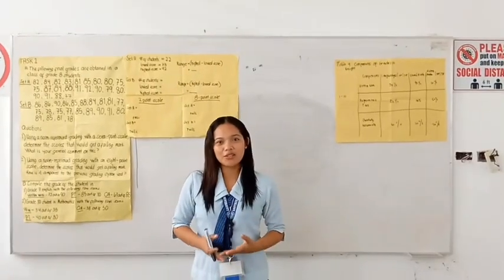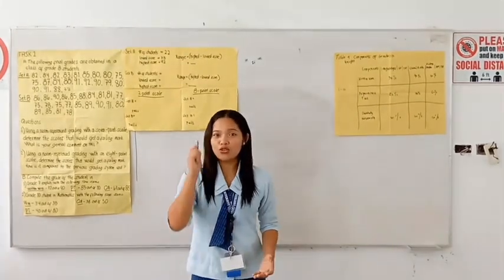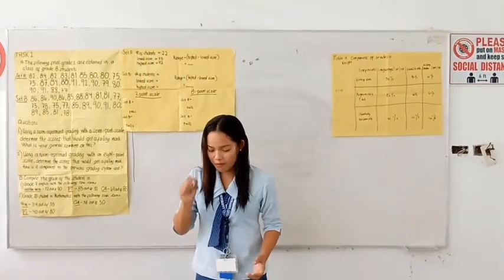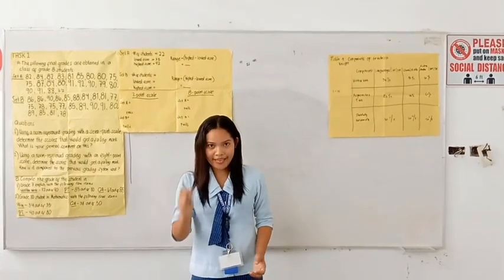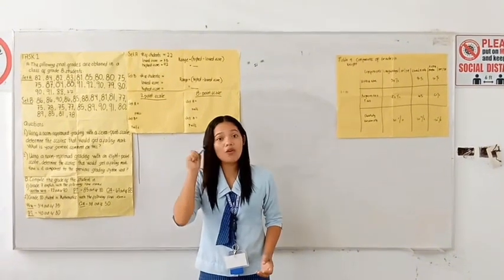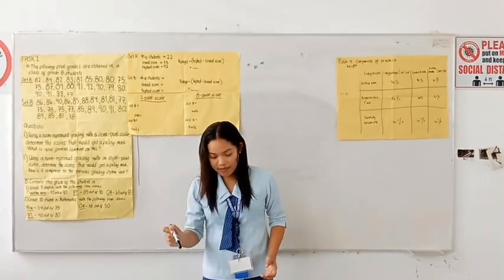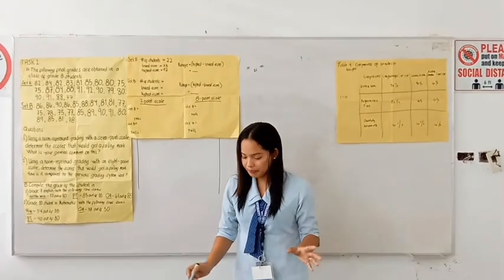Everyone, good day. Today we are going to learn about norm reference grading. Norm reference grading compares a student's performance to the performance of others in the class. In this system, your grade depends on how well you performed compared to your peers, not necessarily against fixed standards.